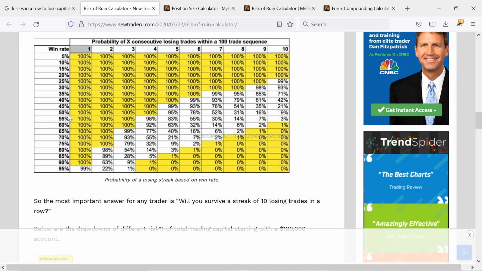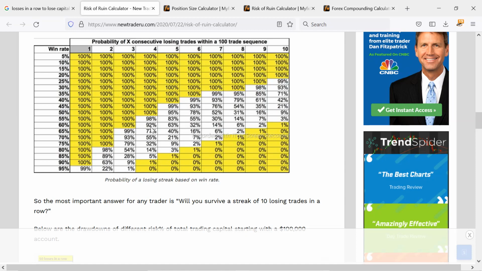So the likelihood that you're gonna have one loss within 100 trades is 100%. And the likelihood that you're gonna have two losses in a row within those 100 trades is 100%. And also three losses in a row is 100% likely. The likelihood of four losses in a row is where it starts to diminish, the likelihood of losses in a row.